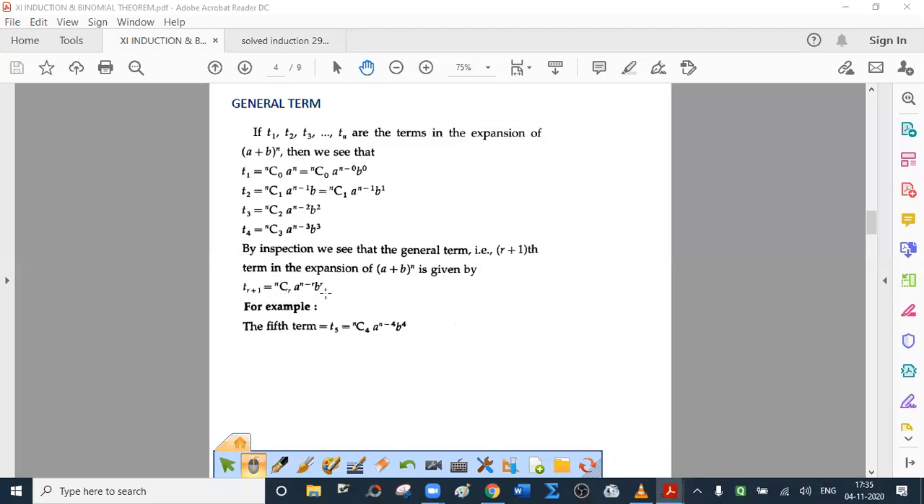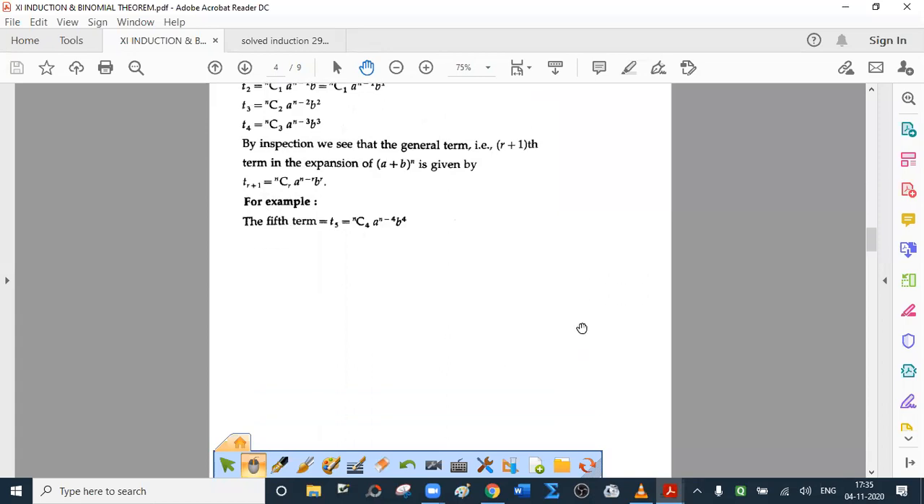But this happens to be T(r+1), and therefore if we are asked to find the fifth term, do not put r equal to 5, because that gives you T6. So for finding the fifth term, r will be 4, because not Tr but T(r+1) is the general term. So this is very simple. We can directly find the fifth term without finding the first four terms in the expansion.